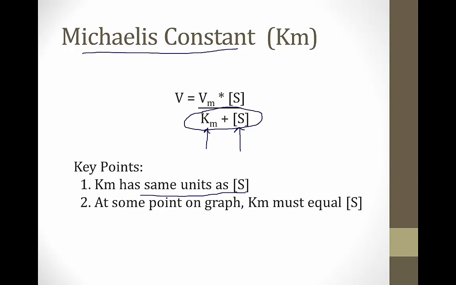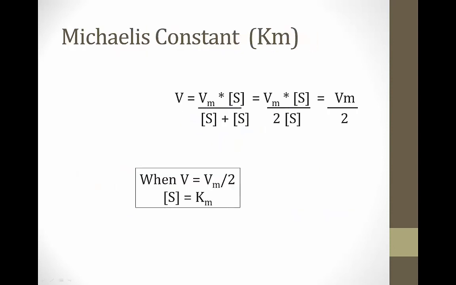So if we accept that Km has the same units as S, then we should also be able to accept that at some point on the graph, Km must be equal to S. And that's what we want to find, that point on the graph, so we can identify Km. So in order to figure out where that point is on the graph, let's just change Km to S.